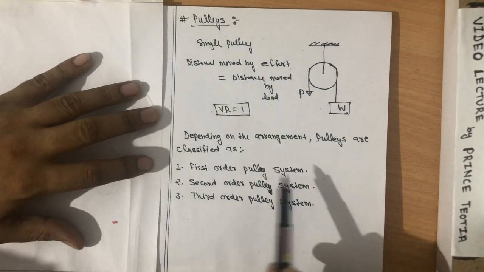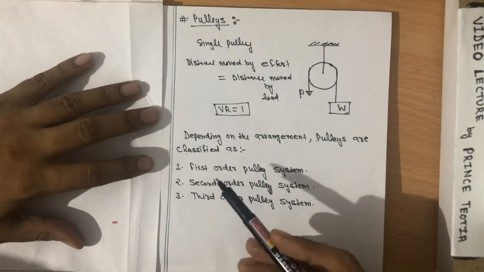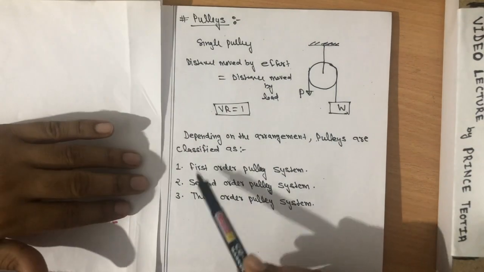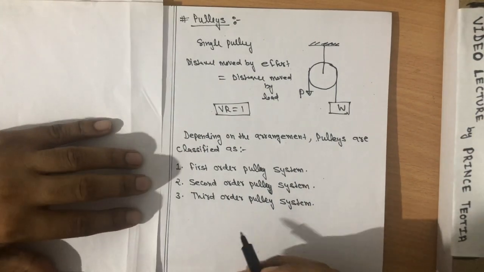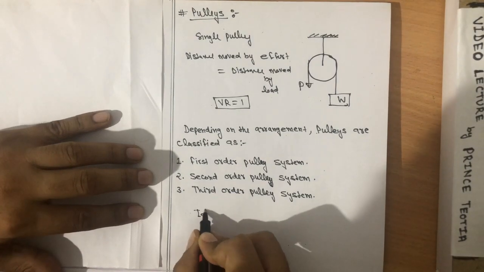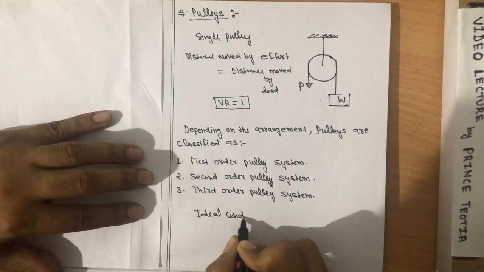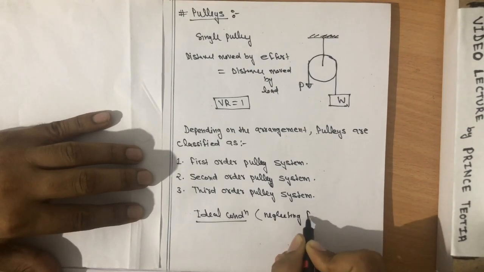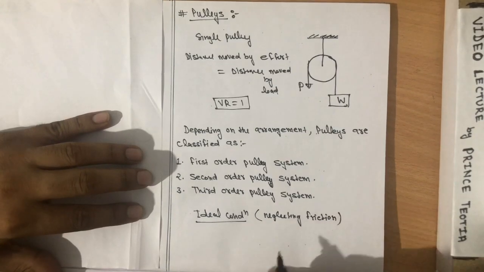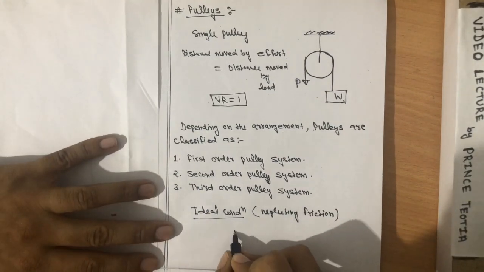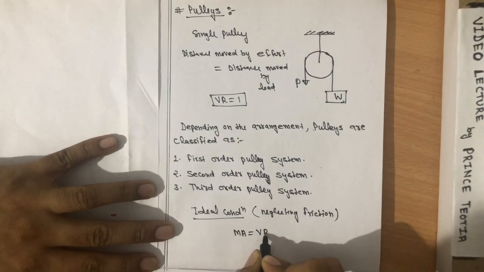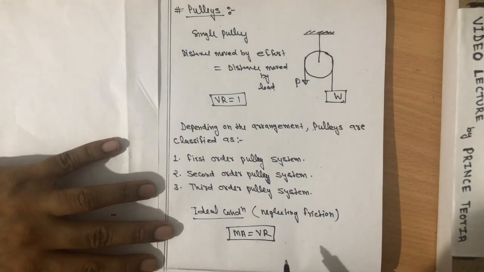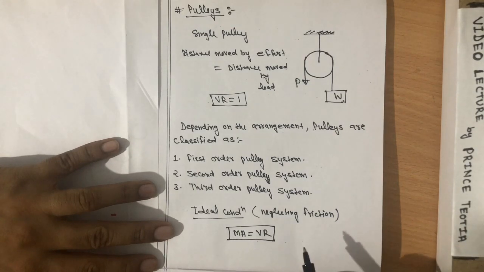And when we use a number of pulleys, it is difficult to find the distance traveled by load and the distance traveled by effort, meaning it is difficult to find the velocity ratio. So we assume the ideal condition, meaning neglecting friction. For this, the mechanical advantage will be equal to the velocity ratio. This is the condition of an ideal machine, and the mechanical advantage equals the velocity ratio.